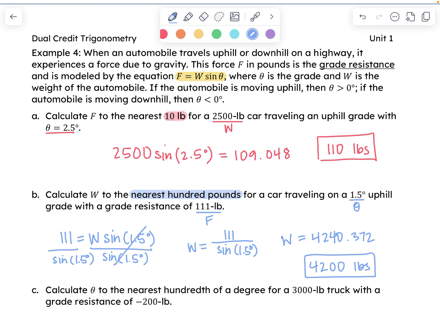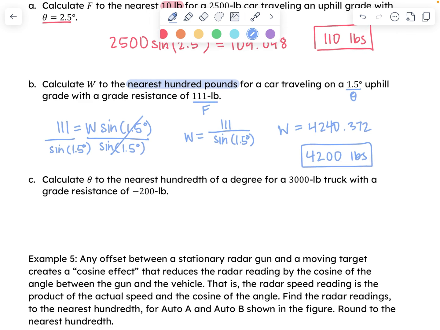And the first one we solved for F, this one we solved for W. Any guesses what we're going to solve for in the last part? It says calculate theta to the nearest hundredth of a degree for a 3,000-pound truck. So that's our W with a grade resistance of negative 200 pounds. So that's our F, the force. So negative 200 is going to equal that 3,000 times the sine of theta. And I've got to work backwards to figure out what theta is.